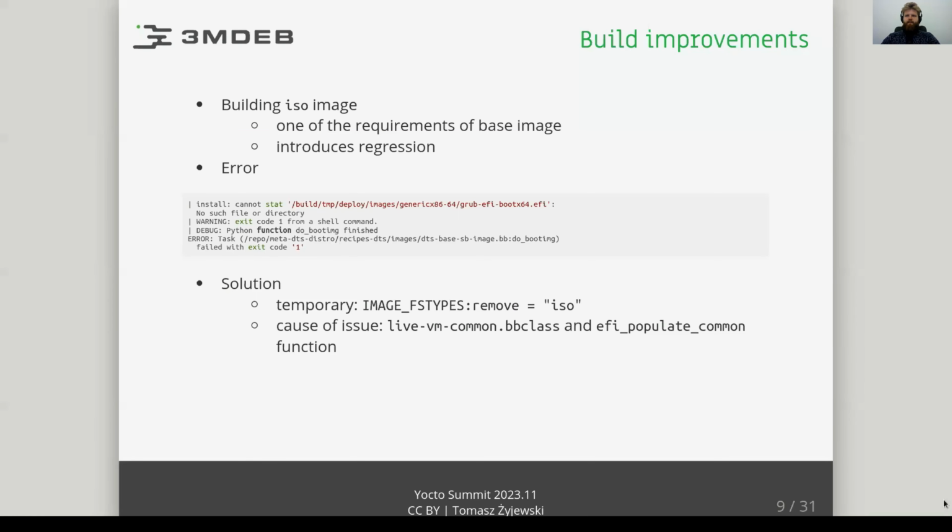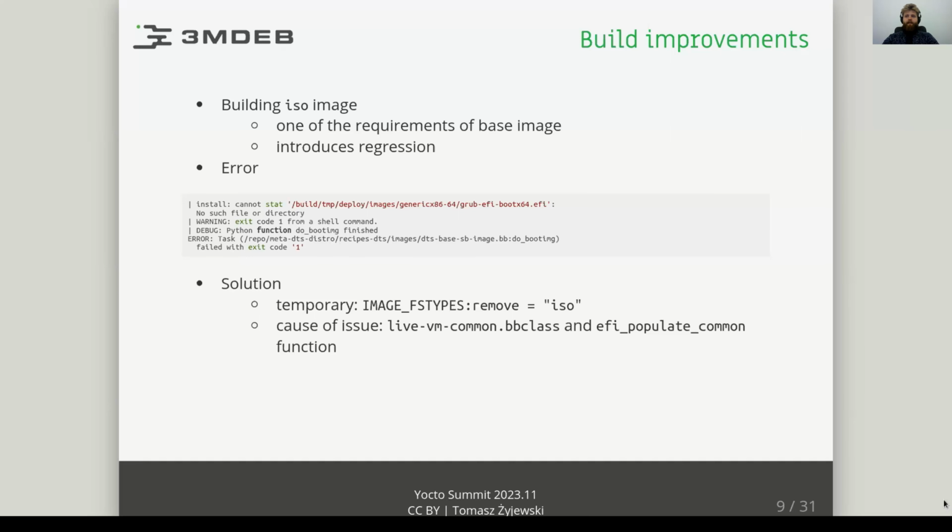For some reason that we did not know at the start, the task generating the root file system was expecting a grub-efi bootx64.efi file in the deploy directory. Our solution for now is to just remove the ISO image compilation, but then we performed some debugging to find the cause of the error.